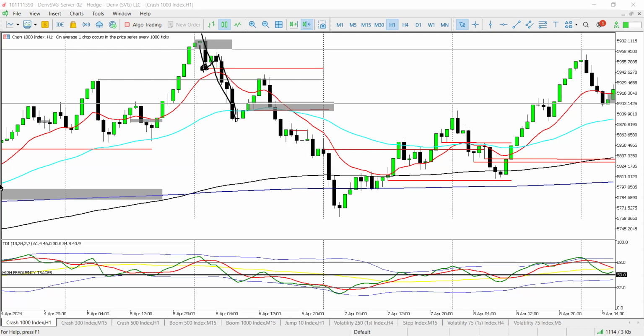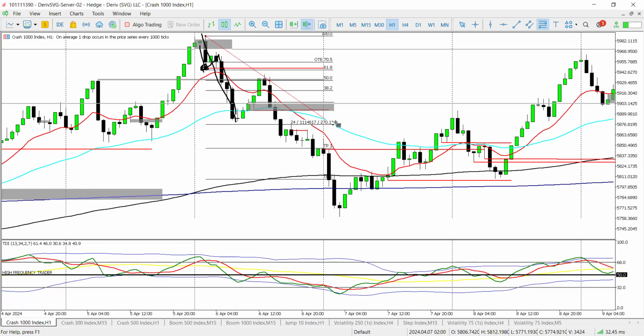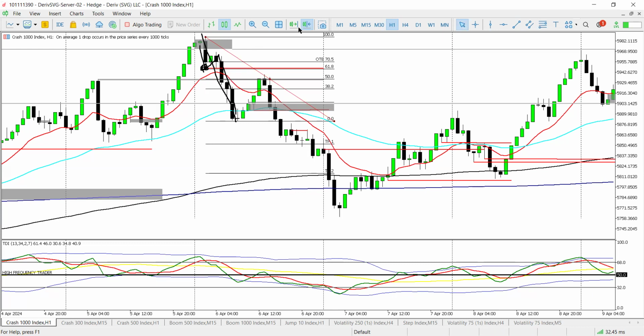On this push down, you want to run your fib. So from the highest high to the lowest low, then you stretch it into the future.